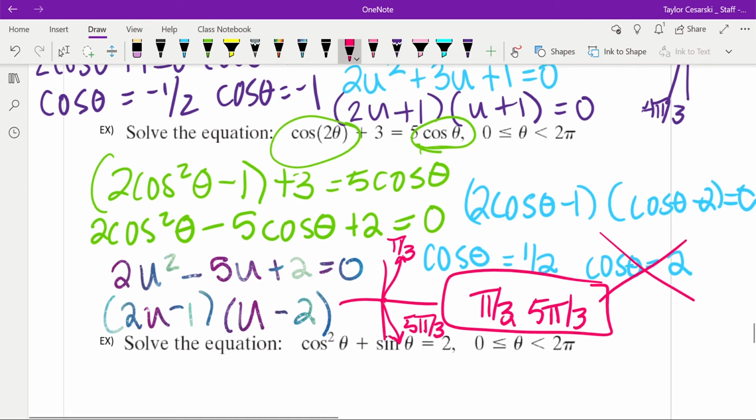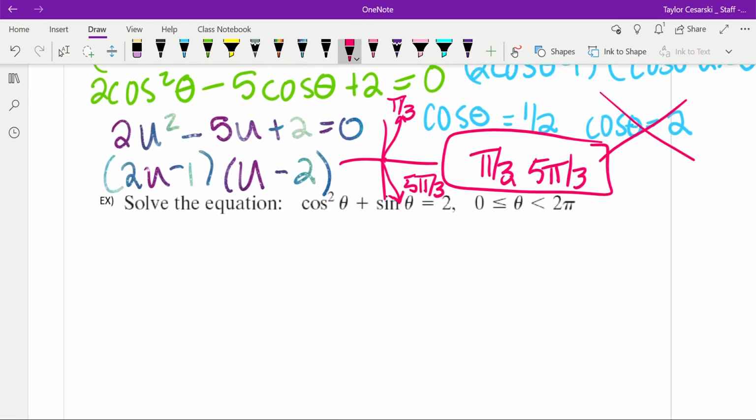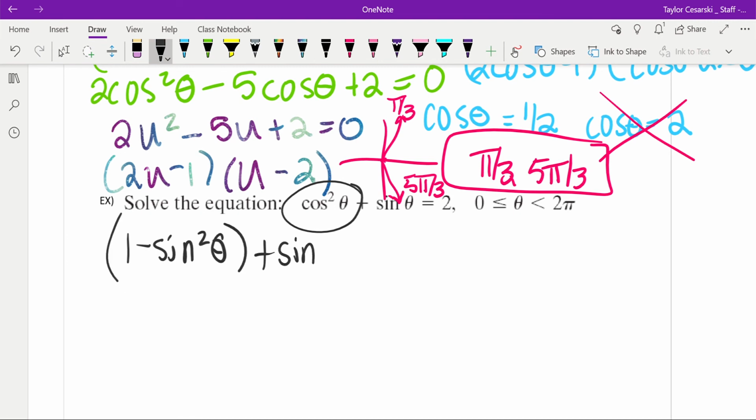All right, next one. So cosine squared plus sine of theta equals 2. Again, I don't want multiple trig functions because that makes my life harder. So for this cosine squared, I go back to my Pythagorean trig identity, and I know I can rewrite cosine squared as 1 minus sine squared of theta. So 1 minus sine squared of theta plus sine of theta equals 2.